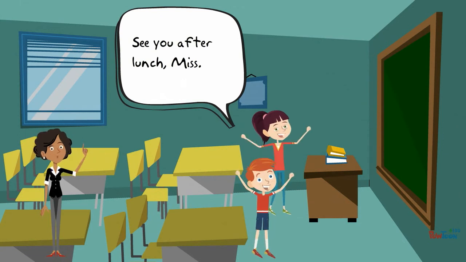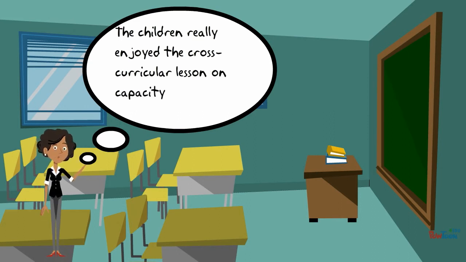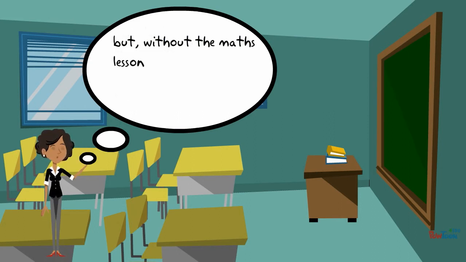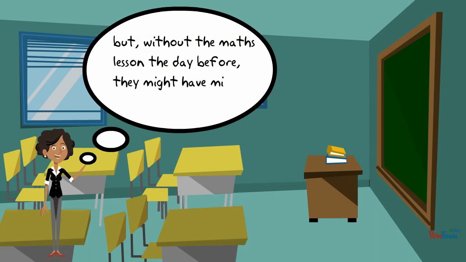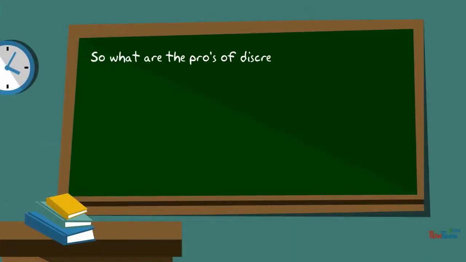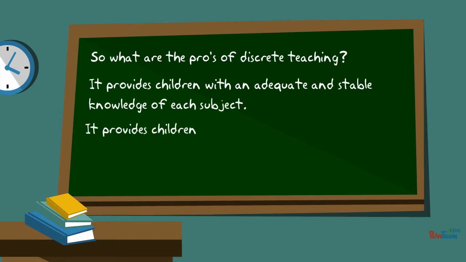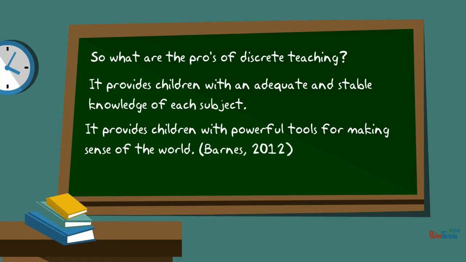Without my initial discrete mathematical lesson, the children may have missed the fundamental outcome of the lesson, that is, to grasp the key terminology of capacity, and they may have focused on the practical scientific nature of the lesson instead. What this teaches us is that discrete teaching also has its benefits. It provides children with an adequate and stable knowledge of each subject. It also provides children with very powerful tools for making sense of the world.